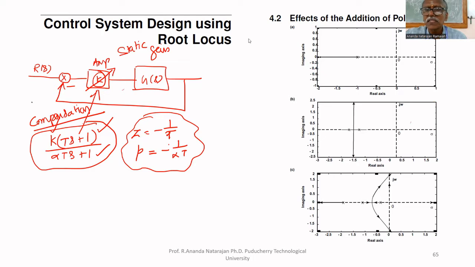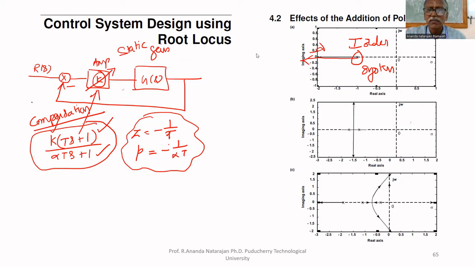Here, you see that this is a first order system, because there is only one pole. Its root locus goes to minus infinity as K increases from 0 to infinity. That's all. This is the root locus.